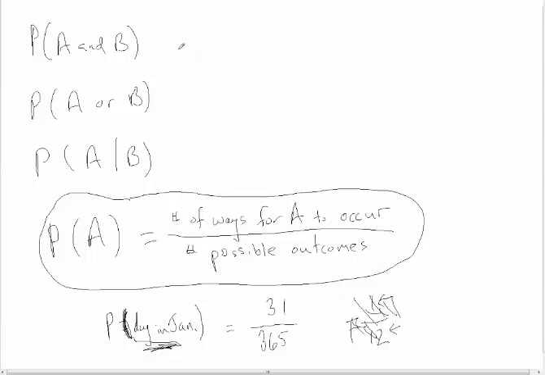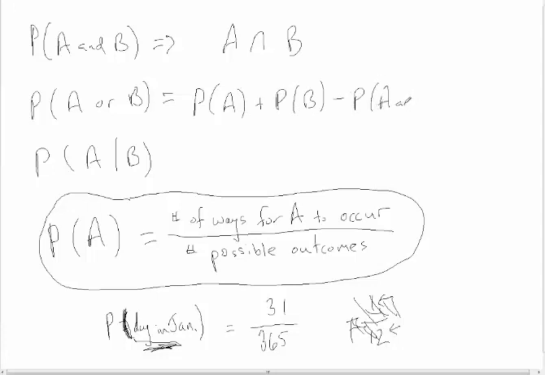So probability of A and B. Now we talked about sets. That would be the probability of A intersection B, or the probability of two things happening at the same time. Probability of A or B means A happens or B happens, or they both happen. And this we can say is the probability of A plus the probability of B minus the probability of A and B.